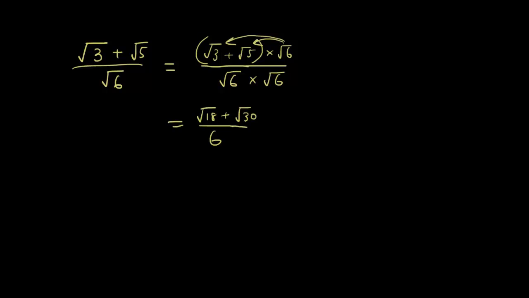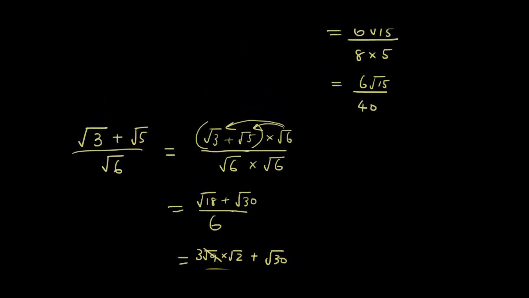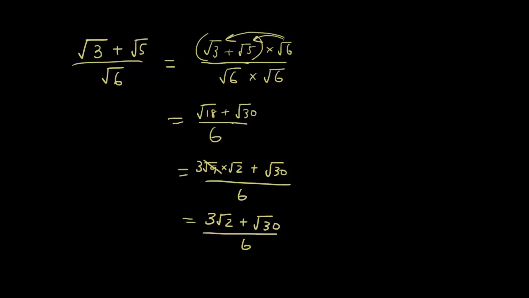And that's it, because these surds cannot be simplified any further. Sorry, I was wrong. 18 can be simplified into 9 times 2, so that's just 3 square root of 2, plus square root of 30, over 6. So the answer is actually 3 square root of 2 plus square root of 30 over 6. Just going to check the other one. Yeah, that's fine.